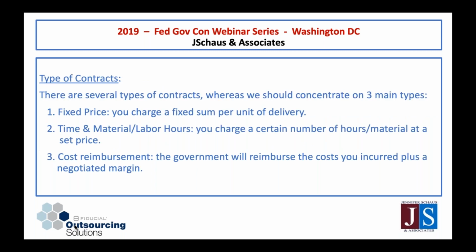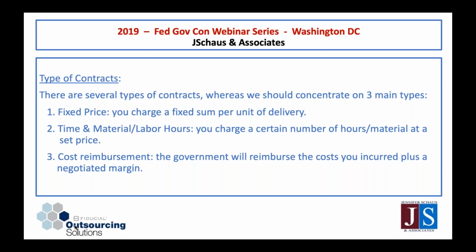So there are three main types of contracts that the government will handle with you. The first one is a very simple fixed price model. In that case, you just deliver your goods and services at a price that has been negotiated in advance. This is a very simple form of contract, and it usually does not carry a lot of scrutiny from the DCAA, but it still can, and you need to keep that in mind.